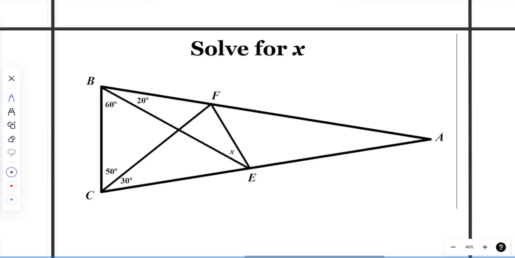The first thing I would do with this type of problem is just fill in all the missing angles, right? So if I have a 60 here and 50 here, that adds up to 110. I know that all the angles in a triangle have to add up to 180, so I can fill out the 70 degrees of this triangle and its vertical angle.